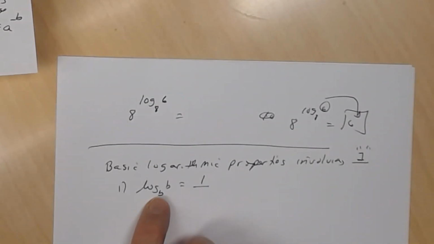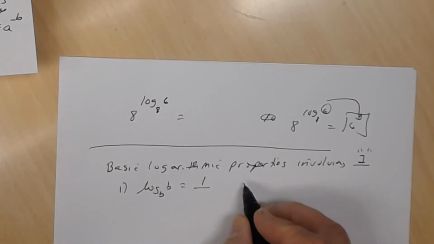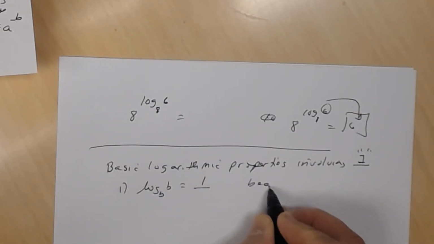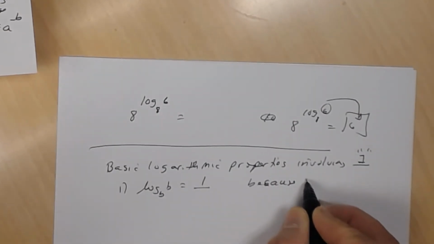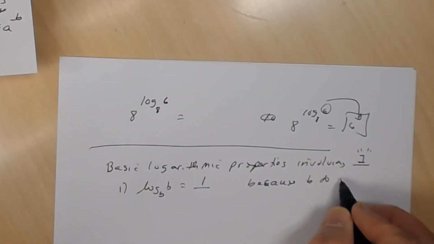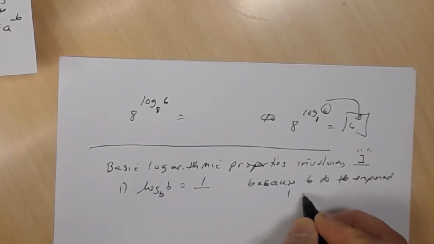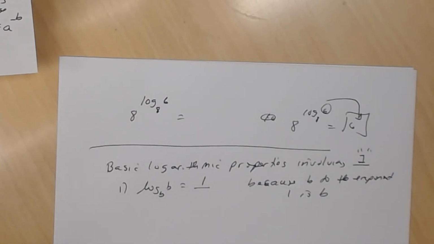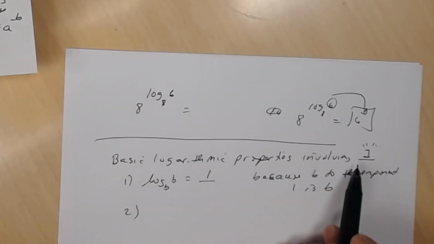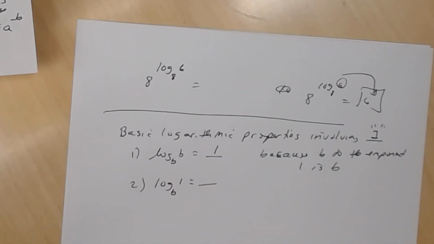Because b to the first power equals b. All right? Because b to the exponent 1 is b. Okay? Number 2. So again, involving 1. Number 2. What do you think this is? Log of 1 base b.